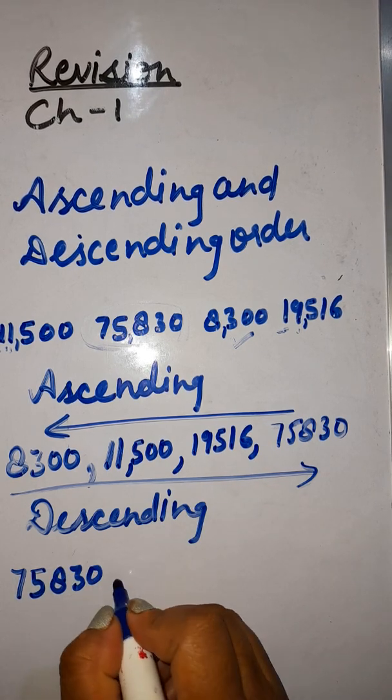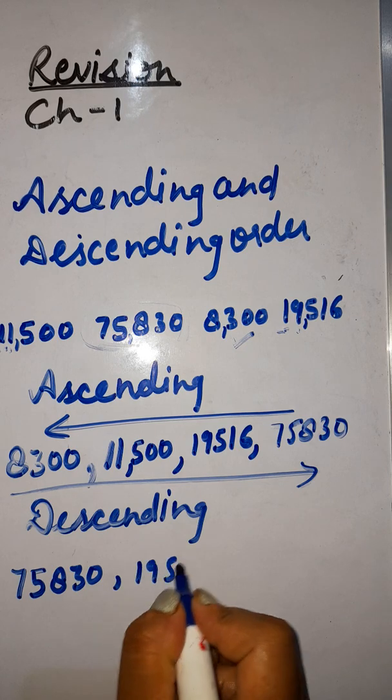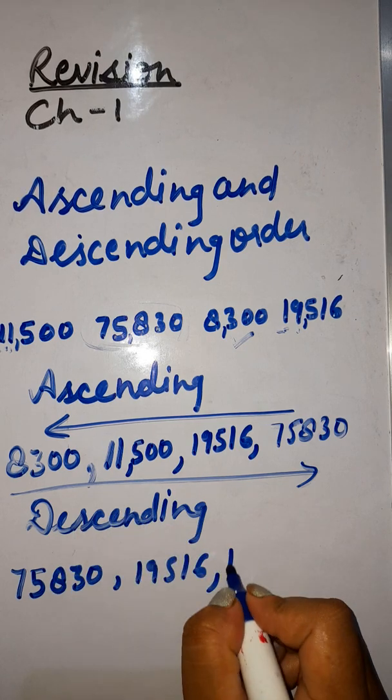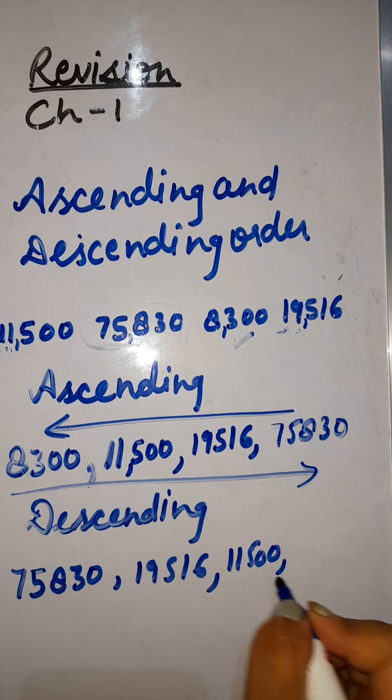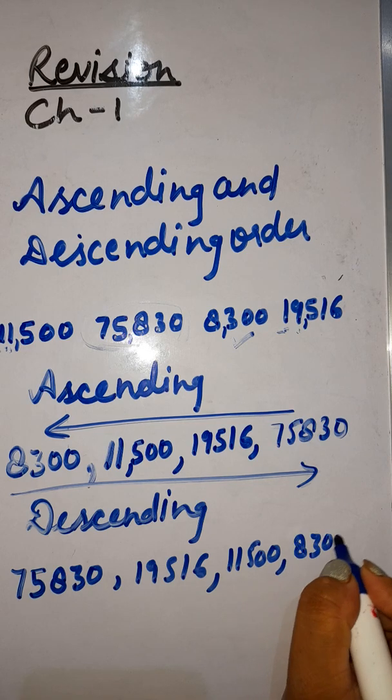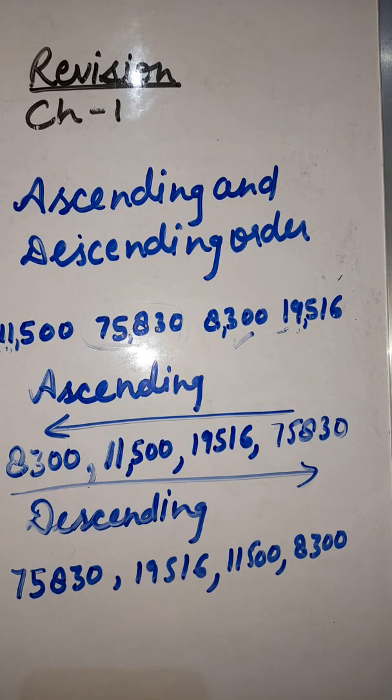75830, then 19516, then 11500, then 8300. It means, to form ascending and descending order, just check out the place of the digit and compare which is the smaller and which is the greater digit.